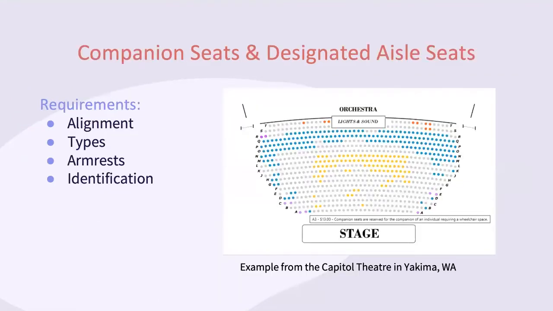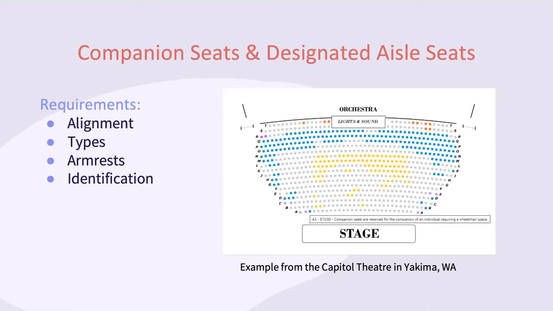Companion seats and designated aisle seats. So a companion seat is any seat next to a wheelchair space. And one requirement is that they need to be aligned. So in row seating, companion seats must provide shoulder alignment with wheelchair spaces that are next to them. And that's kind of measured generally 36 inches from the front of the wheelchair space. So the goal is that people are like sitting next to each other as they would in any other row.